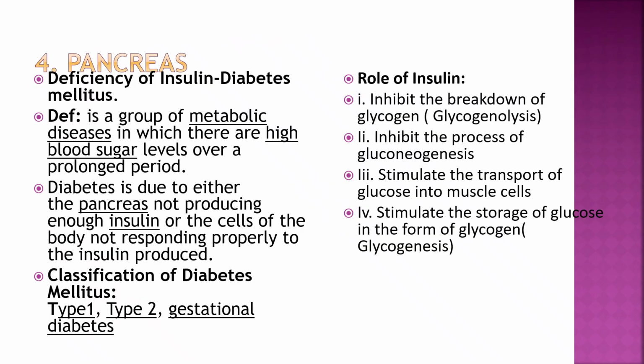The insulin is produced by the pancreas, and deficiency of insulin causes diabetes mellitus. Diabetes mellitus is a group of metabolic diseases in which there are high blood sugar levels over a prolonged period. Diabetes is due to either the pancreas not producing enough insulin or the cells of the body not responding properly to the insulin produced. The types of diabetes mellitus are type 1, type 2, and gestational diabetes, that means diabetes seen only in pregnancy.